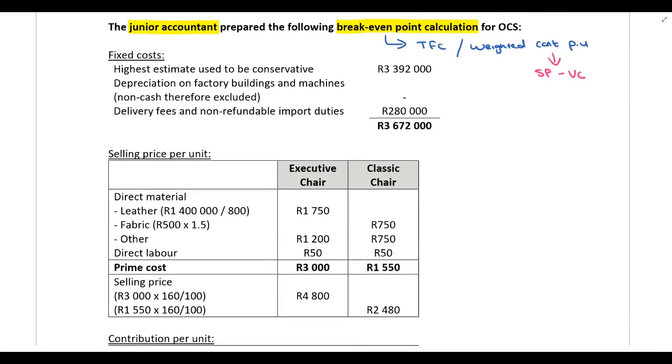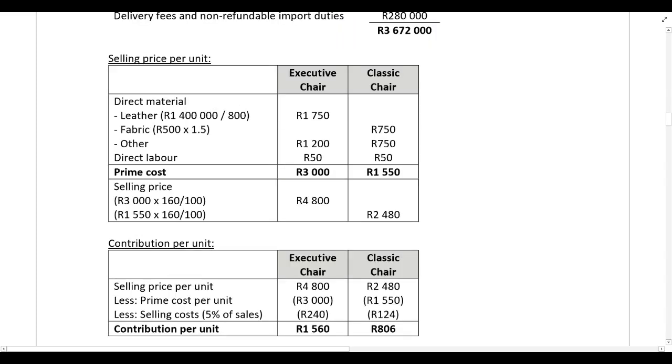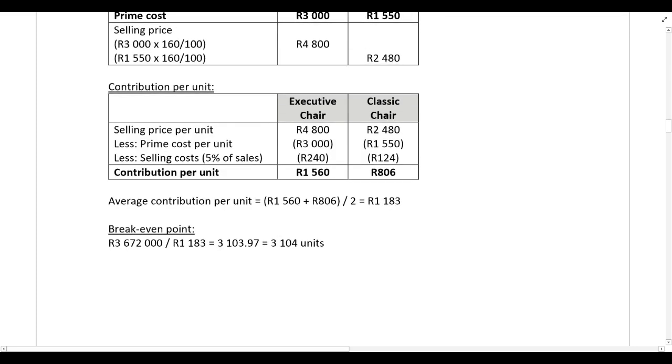We divide by the weighted average contribution per unit. And you calculate that weighted average by using the expected sales mix of the company. We don't just divide by 2 and calculate an average. And then he calculates the break-even point by taking the total fixed costs, dividing by that average contribution per unit, and he gets the break-even point in total for OCS. All right, guys, and you can see he has also correctly rounded up over here to the nearest whole number. Remember, you always need to round up.